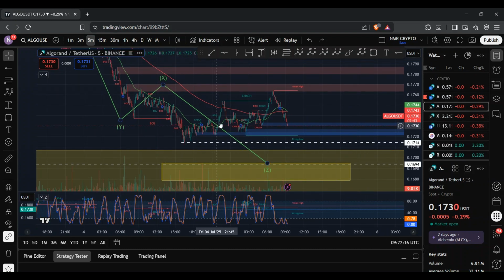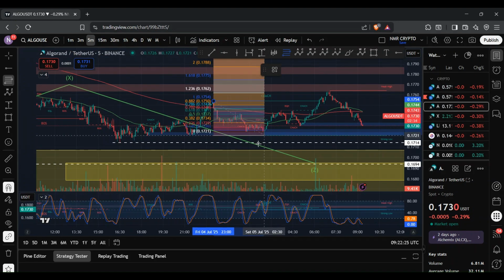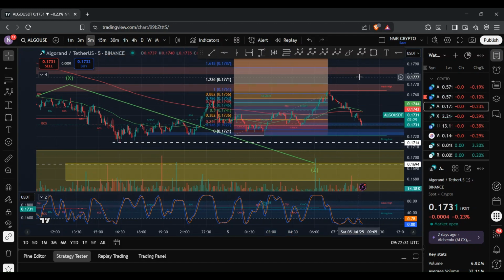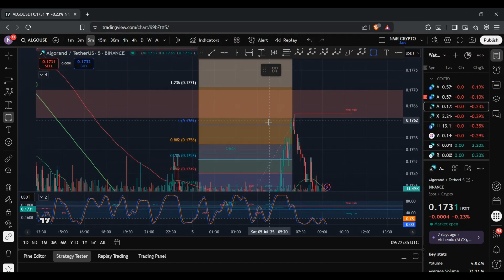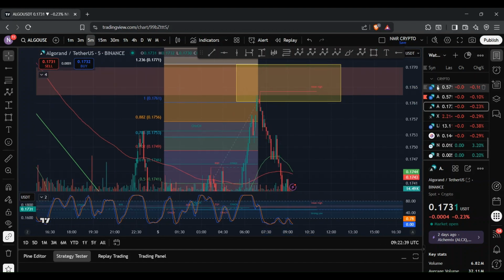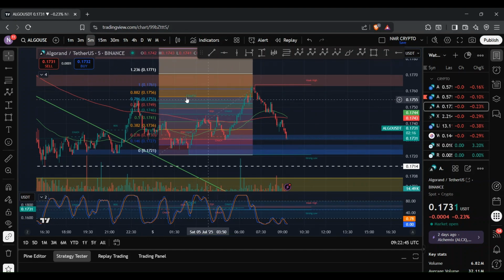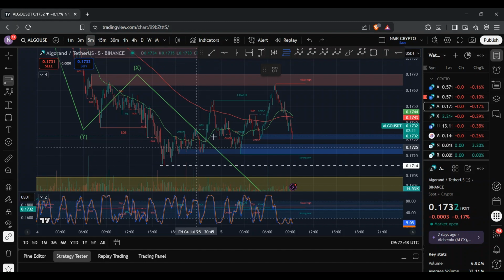And here it looks like what we had formed was a WXY structure. So if I bring in the Fib tool, here you can see that the Y wave met the typical requirements, which is anywhere within this region here. And so it's possible that this WXY structure is now complete and we see that retracement to the downside, where we could anticipate a 50 to 80% retracement of this wave structure.